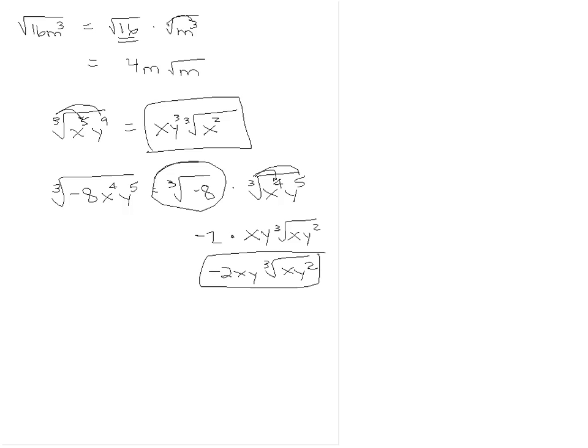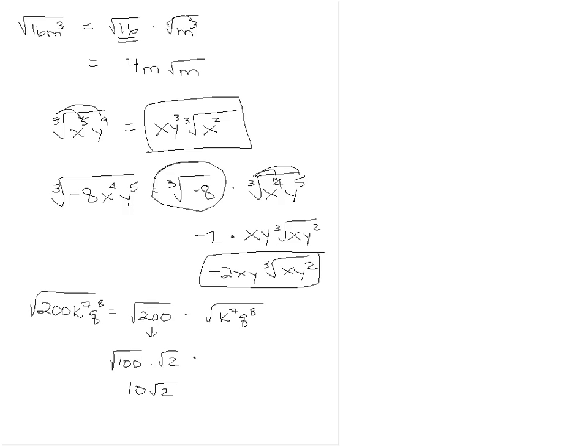All right, let's do a couple more. What if I had the square root of 200 k to the 7th q to the 8th? That's the square root of 200 times the square root of k to the 7th q to the 8th. Okay, let's do 200. 200 is the square root of 100 times the square root of 2, which is 10 square root of 2.